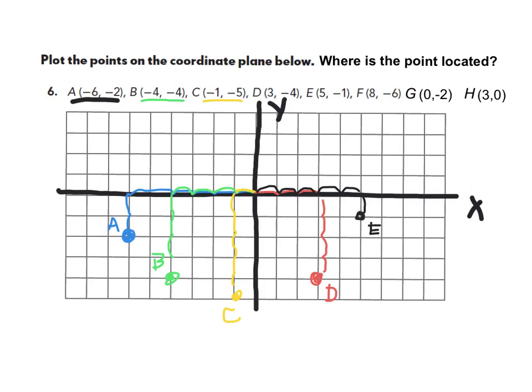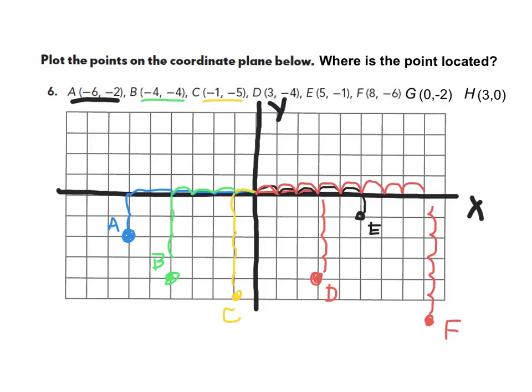Point F is 8 in the positive direction, 1, 2, 3, 4, 5, 6, 7, 8. And then 6 in a negative direction, 1, 2, 3, 4, 5. And it actually is down here a bit more for point F.